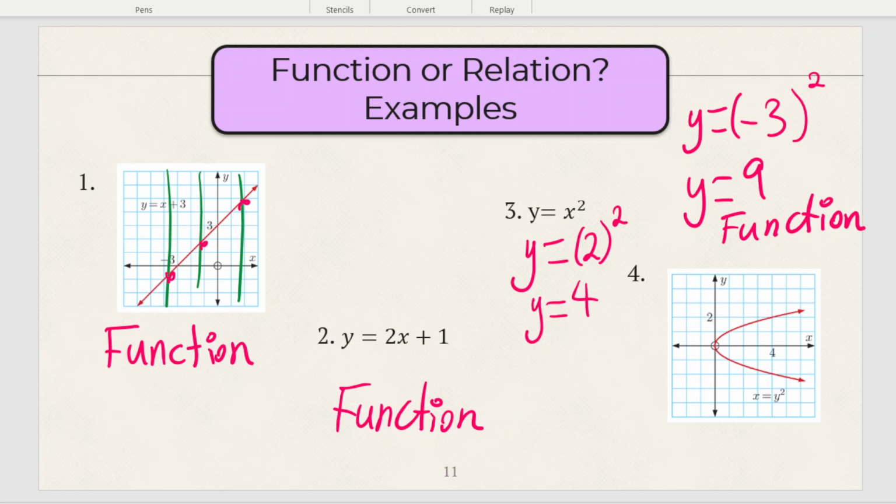And then finally, if we look at number 4, probably guess if we do the vertical line test, it cuts through the graph at every single point on the right hand side with 2 values, that means that is a relation and not a function.